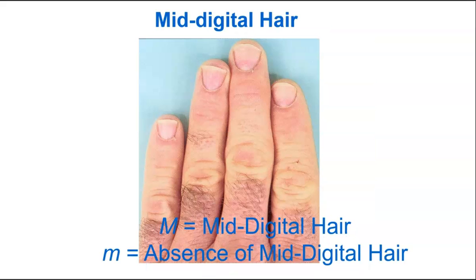And then mid-digit hair. Ew. So apparently this is a dominant trait. And if you have the dominant trait expressed by a capital letter M, you have mid-digital hair. Whereas if you have the lowercase m allele, or two of them, homozygous recessive, it would be the absence of mid-digital hair. Although I think it would be different for Asians, considering we don't really have a lot of hair, or the hair is very fine.